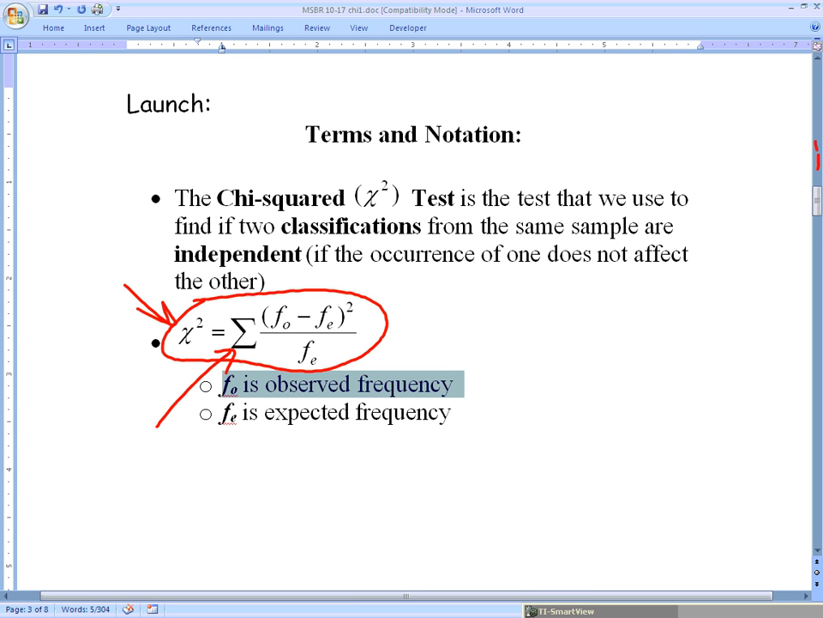What are we adding up? Well, we're taking what's called our observed data minus our expected data, and we're squaring that. Once we square it, we divide it by the expected data, and we do that for every single piece of data and then add them all up. So again, F sub O is observed frequency, F sub E is expected frequency. And I will show you how to get those in just a moment.